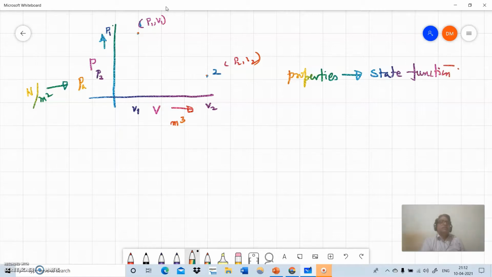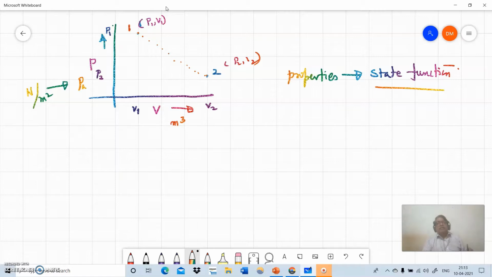It is a state function. It does not depend upon the path. It depends upon a particular state. So the state 1 and state 2, at any point of these states, the pressure will be different and the volume will be different. So that's why properties are state functions. Try to remember this. Okay.